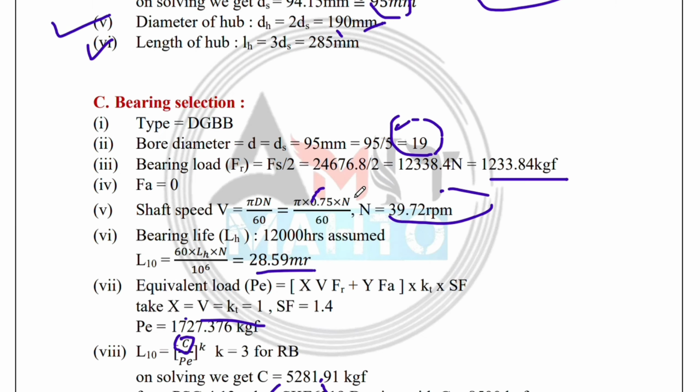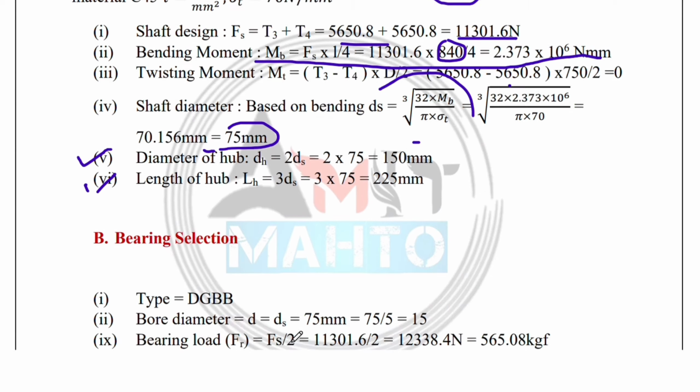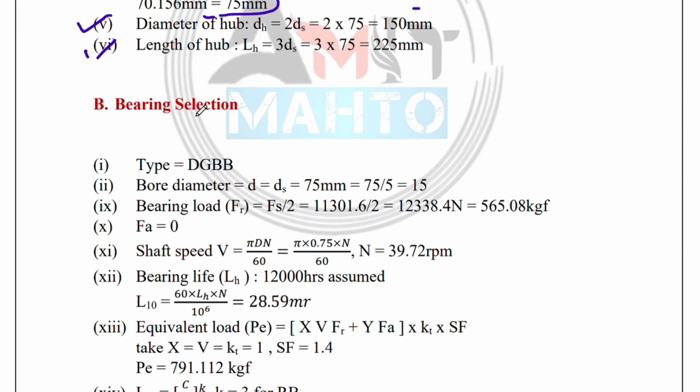All the formulas are similar, you can compare both of these. Here also, in the tail pulley we design the shaft: design bending moment, twisting moment, shaft diameter based on bending, diameter of hub, and length of hub. Both formulas are almost similar. Okay, next we will go for bearing selection.